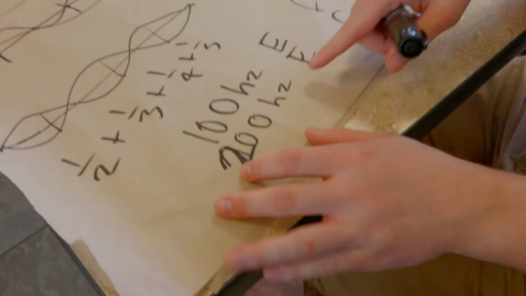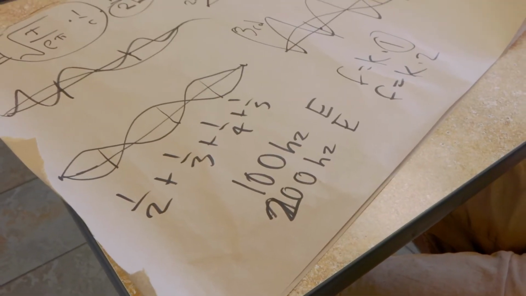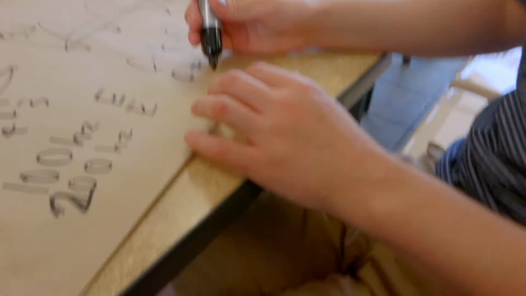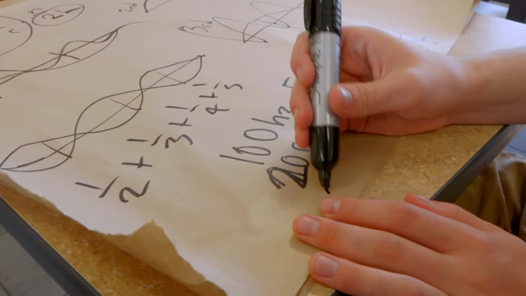So we double the frequency, but our brains still hear it as the same note, because it's an octave. So now let's move on to the third harmonic. Now F would be whatever our constant is times 3. So it'd be 300 Hertz.